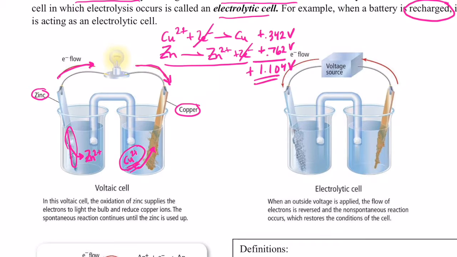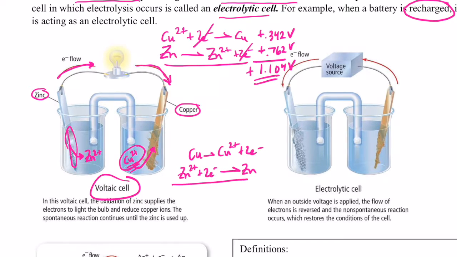Now, let's say we want to recharge that battery. In order to do that, we're going to have to make the electrons go in the opposite direction. In other words, we're going to have to reverse this process in my voltaic cell. So what is going to happen is my copper is going to have to turn into copper 2+ ions to replenish those. And those 2 electrons will have to go towards the zinc cell, where zinc ions can gain those 2 electrons and become zinc metal.